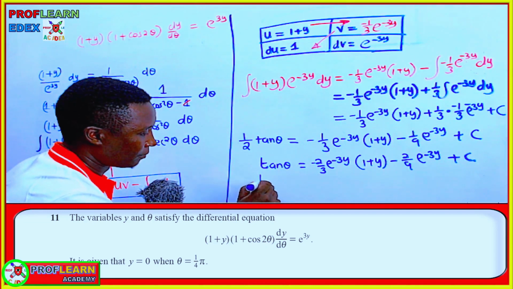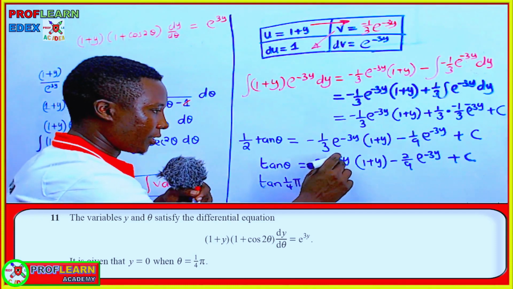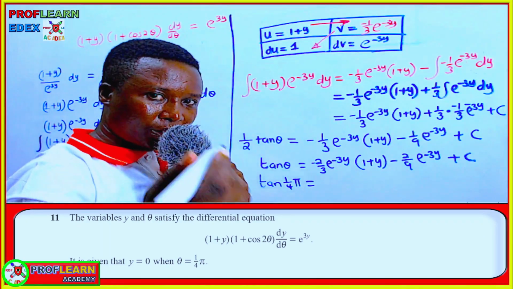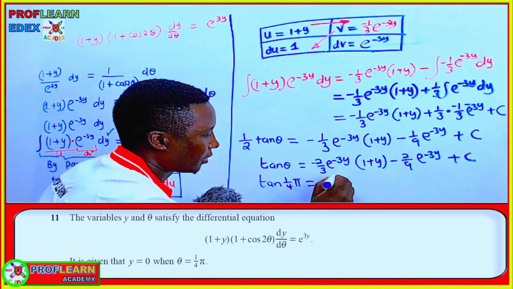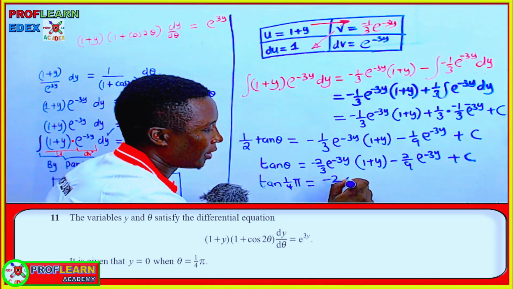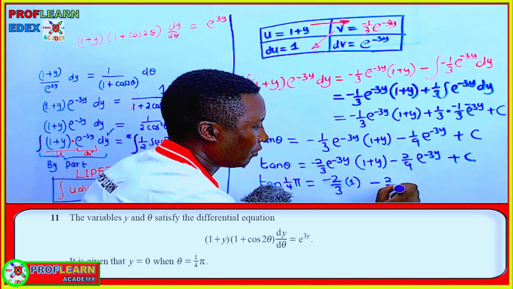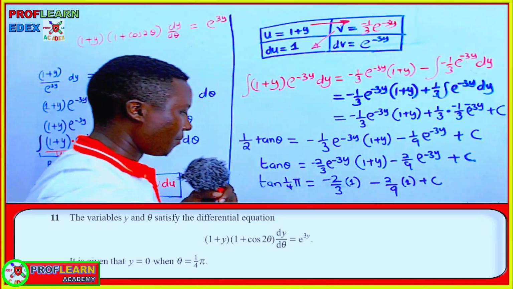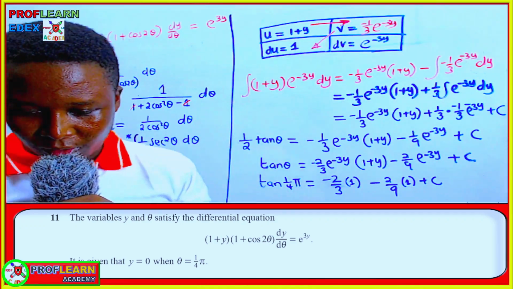This is actually tan 1 over 4 pi equals to, substituting 0 here, we are going to have 1 at this particular place, because e of 0, raising e to 0, is actually 1. So this is going to be minus 2 over 3, because 0 plus 1 is 1. So we shall have 1 there also. And then minus 2 over 9, 1, then plus c.